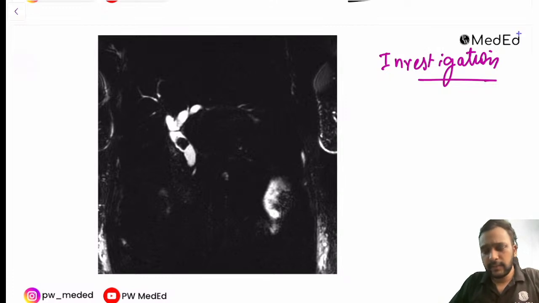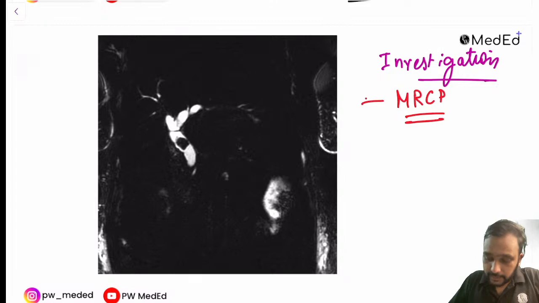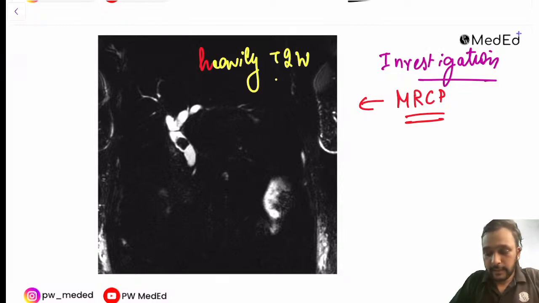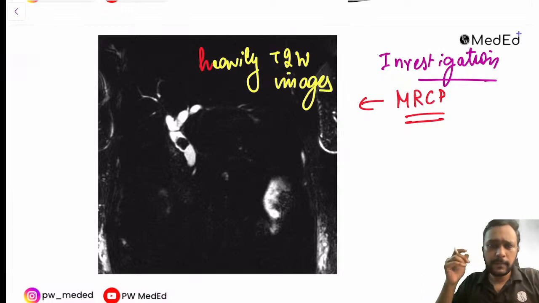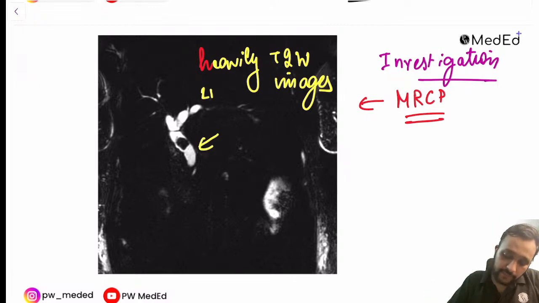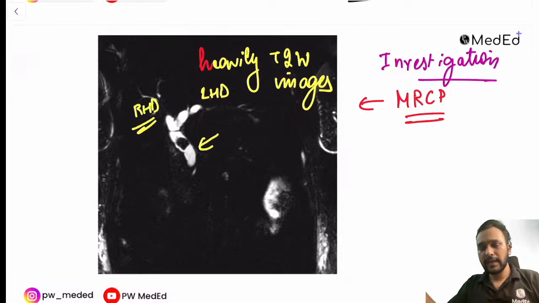So in this case we are shown an MRCP image, right? These are your heavily T2 weighted images, okay? Your bile ducts, common bile duct, your left hepatic duct, your right hepatic duct, they are very well visualized on these MRCP images. And what do we see on this particular MRCP image?